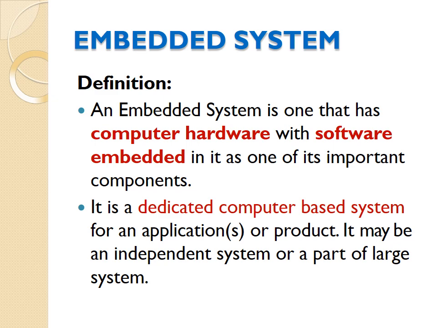So generally, a simple definition for an embedded system is a combination of hardware and software to do a particular task. Examples of an embedded system are a washing machine, a car, and satellite communications. So these are all the examples of embedded systems.